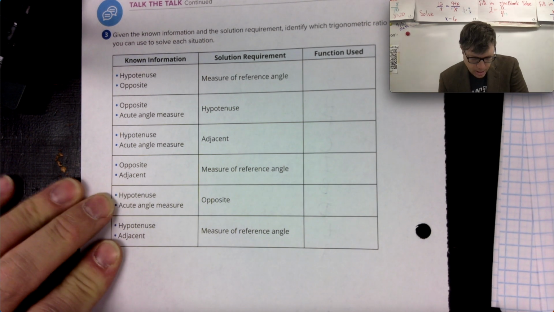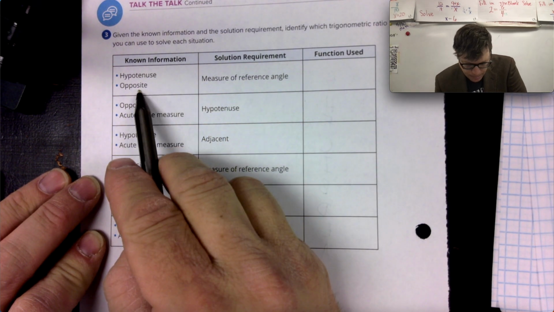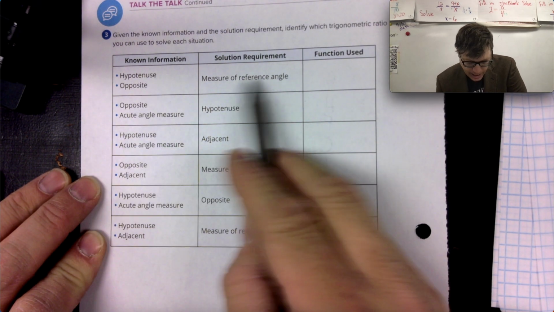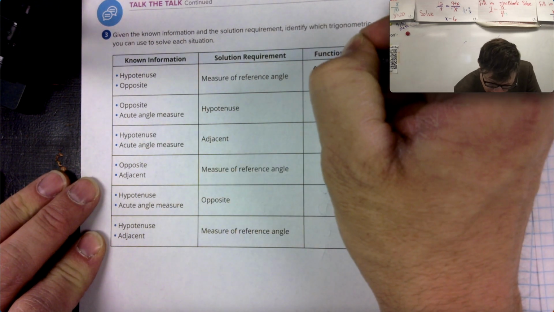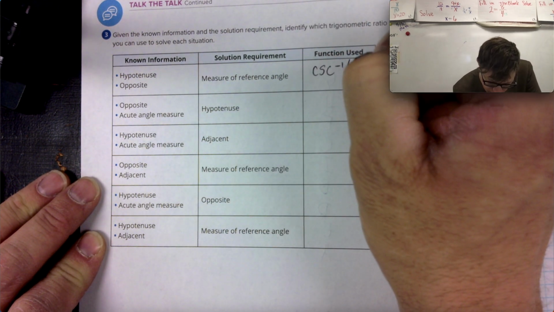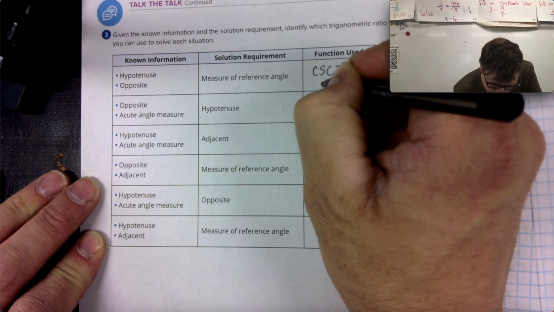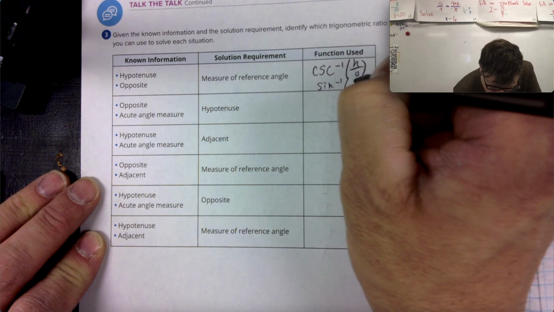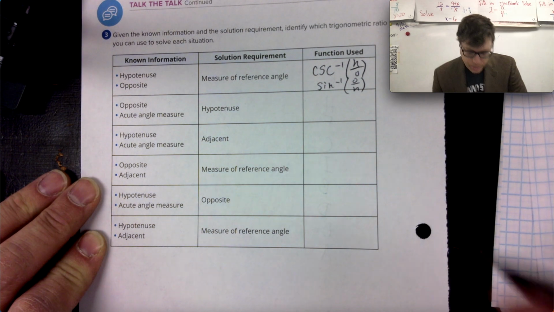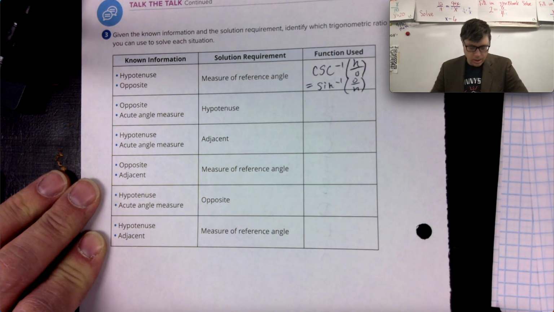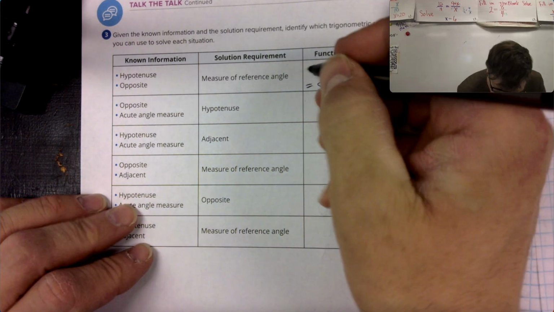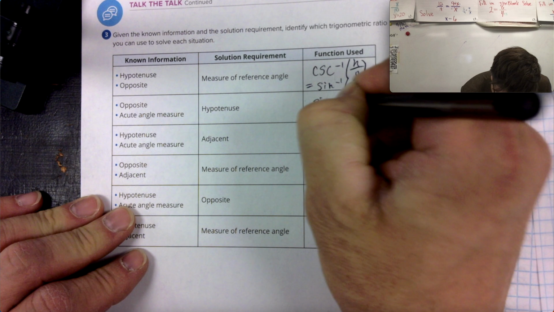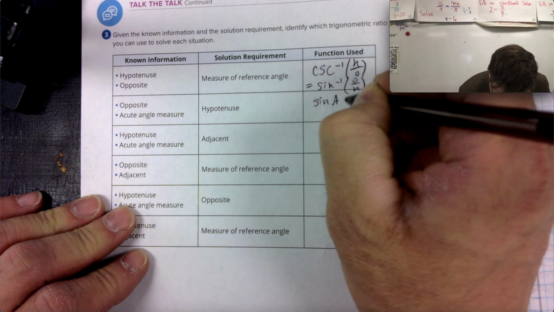Here I go. I'm going to talk to hypotenuse, opposite, measure of the reference angle. We know it. We have to find the measure of the reference angle. We could use cosecant inverse of hypotenuse and opposite, or we could use sine inverse of opposite over hypotenuse. Those are equal. Okay, we know the opposite, and we know the acute angle. We need to find the hypotenuse. We could use sine of the angle.